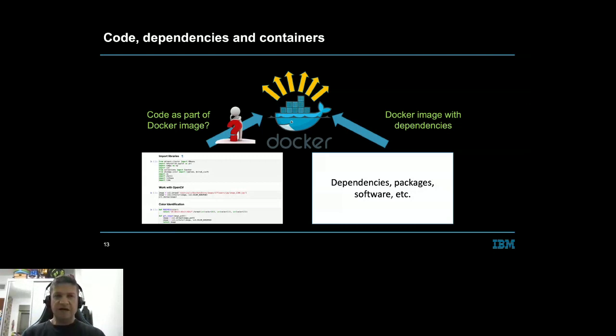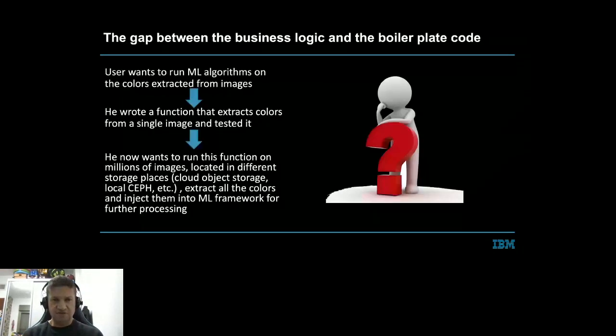Now, there is also a gap between business logic and the boilerplate code. Assume you want to run some machine learning algorithms on the colors from images. So you write a single function and you tested that it works. This function just takes a single image and extracts colors from that image. Now you want to run this function on millions of images, some located in different storage places, maybe some in cloud object storage, maybe some in your local object storage, maybe some in Ceph. Now you want to extract all the colors and inject them into a machine learning framework for further processing. But here come a couple of challenges.